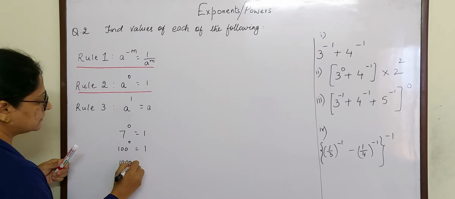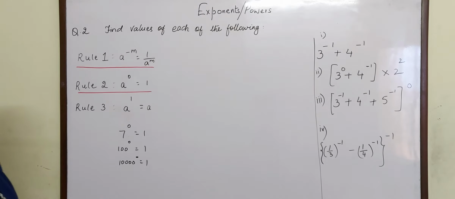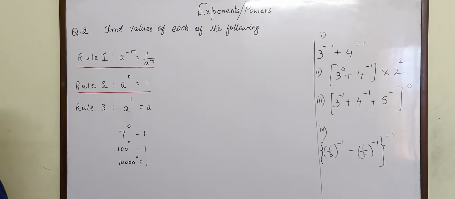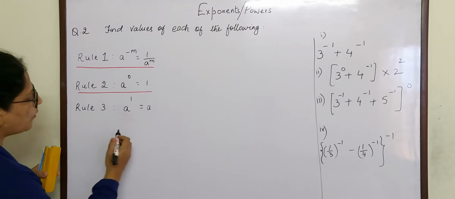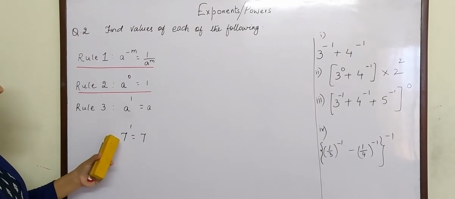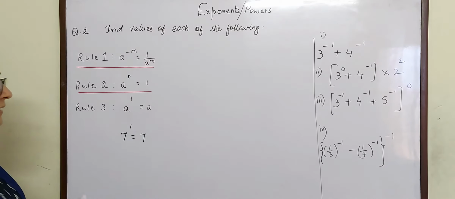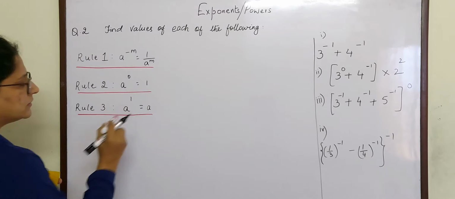10,000 raised to 0, that also will be 1. So any number raised to 0 will give you 1. And a to the power 1 will give you a, the base itself. Why is it so? Because if suppose I am writing 7 raised to 1, that means I will be multiplying 7 only once. So the base remains the same. So a raised to 1 is a. That is the third rule which you have to remember.